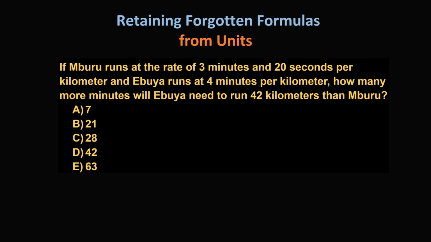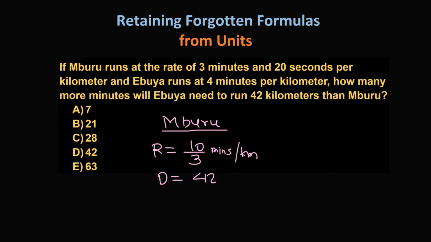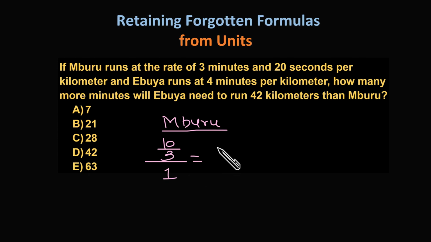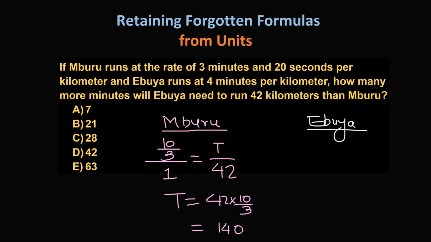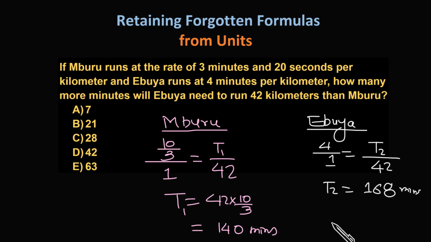If you want, you can pause the video and solve the problem and put your answer in the comments. Okay, for Mbru, the rate is 3 1/3 minutes, or 10/3 minutes per kilometer. Distance is 42 and the formula is T equals DR. You know, if you're really not sure about the formula, you can always use the proportion. Here, 10/3 minutes for 1 kilometer. How many minutes for 42 kilometers? That's 140. For the other runner, the proportion will be this. Therefore, time equals 168 minutes. And finally, subtract: 168 minus 140 is equal to 28, which is the right answer.